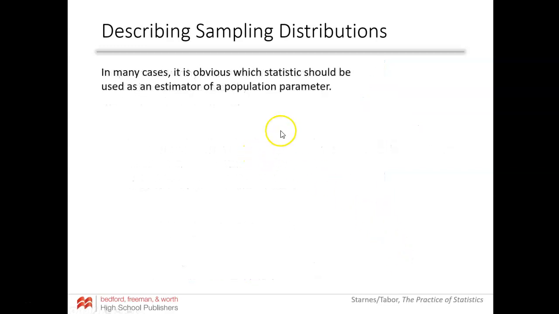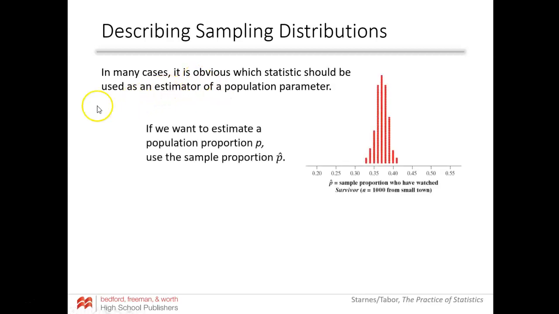In many cases, it's obvious which statistic should be used as an estimator. We showed an example earlier of how we could prove something was a biased estimator, but how do we get a good one? They're saying it's obvious. If we want to estimate a population proportion p, then you should probably use the sample proportion p hat. That seems pretty obvious.